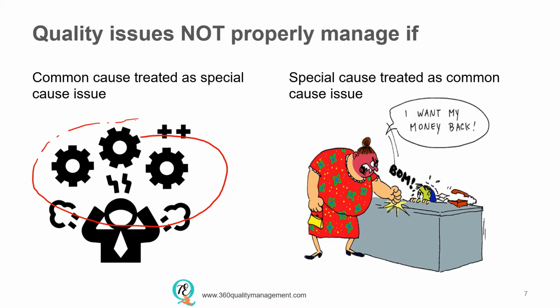On the other hand, ignoring special cause variations will lead to disasters to your customers, as this type of failure will be noticeable immediately by your customers.